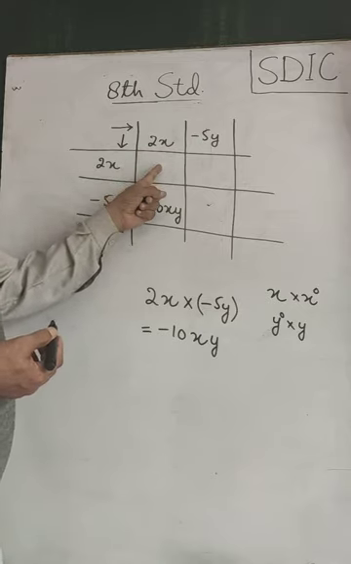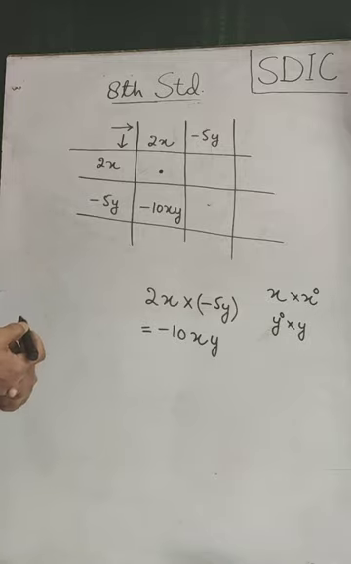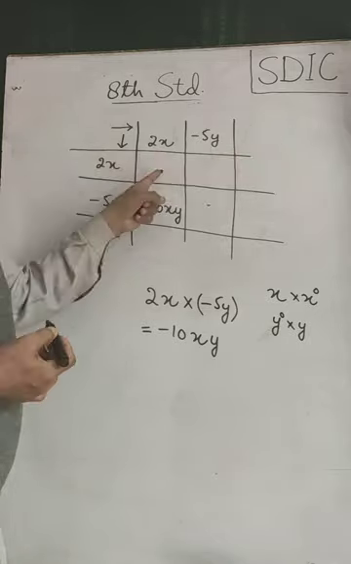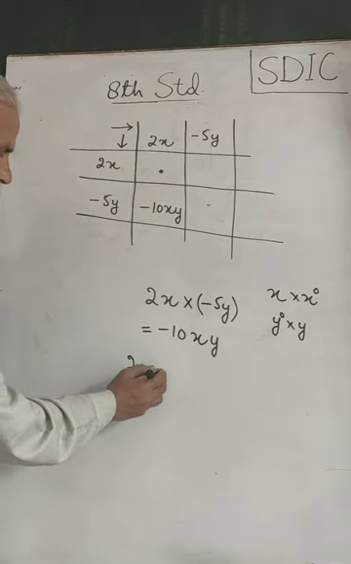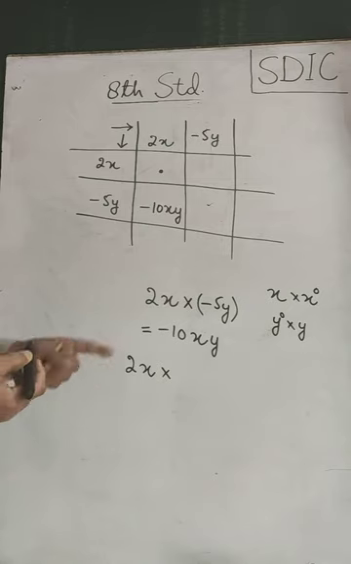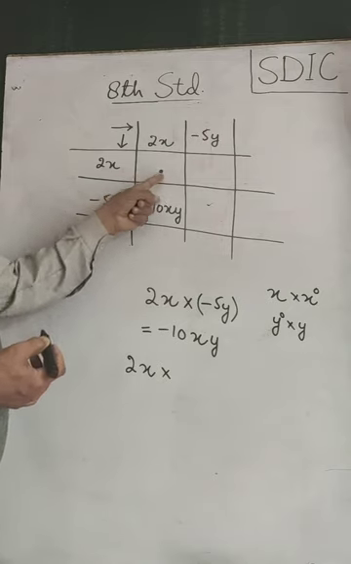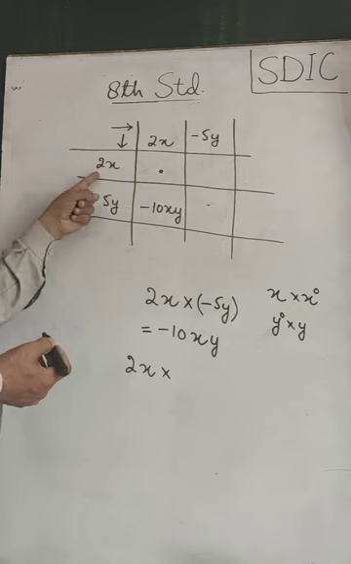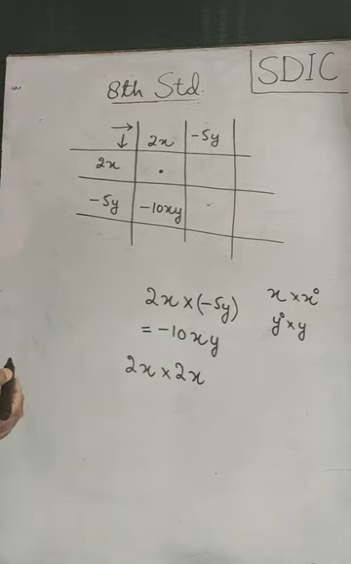Suppose this slot we choose. Now what will be the first monomial here in line with this? Among the first monomials we have 2x. So first monomial will be again 2x. It is to be multiplied by second monomial. Again you have to choose in line with this slot that we have chosen. And the second monomial here is 2x again. So this time you have to multiply 2x by 2x.